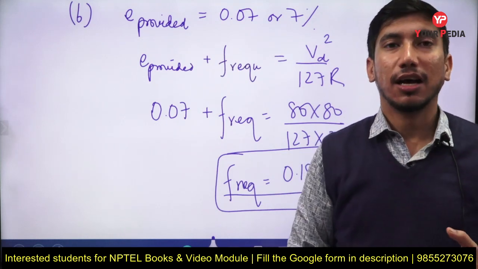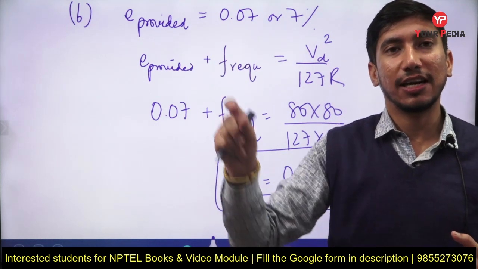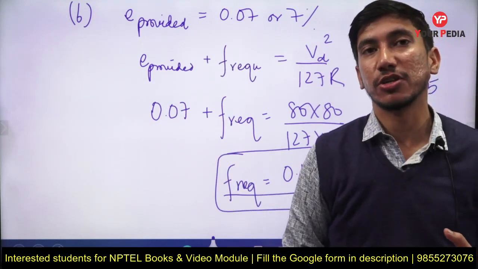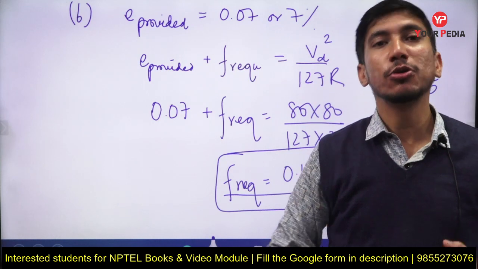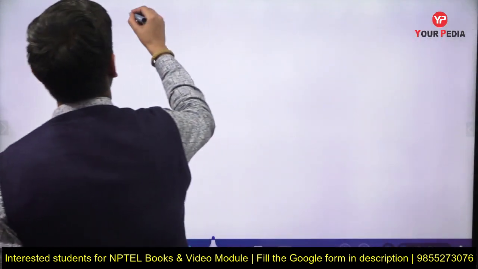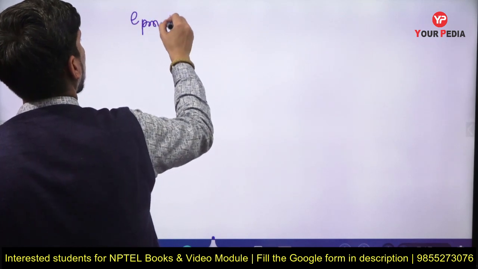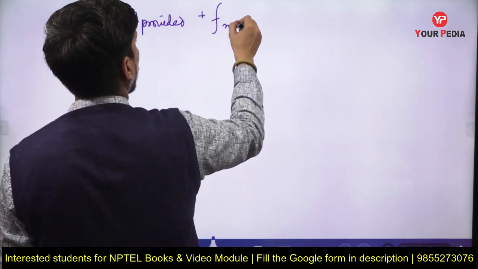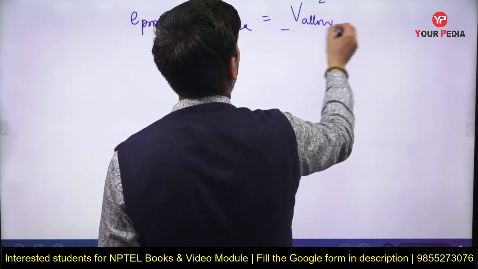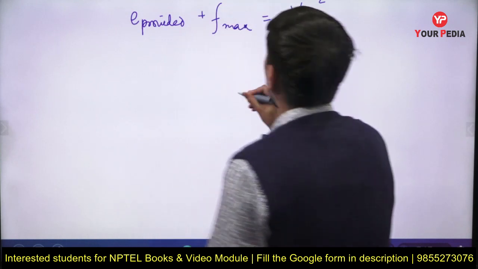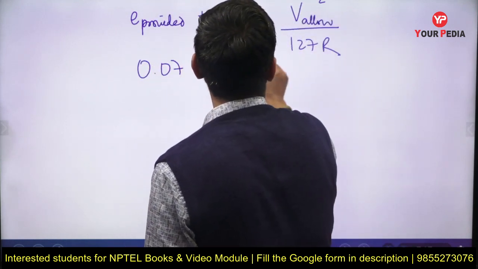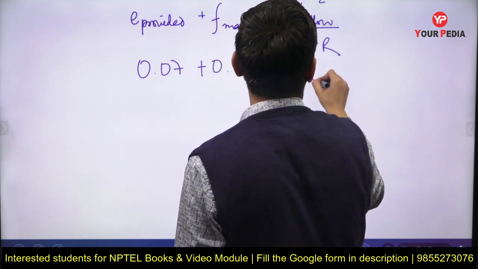We have to decrease the value of right hand side of the equation, because we can't increase the value of the left hand side of the equation now. And what is the way that I have told you? We have to reduce the value of V. So now E provided is also fixed with us, and F maximum is also fixed with me. So now I have to put V as V allowable and use the same equation, and E provided is 0.07, F max is 0.15, and now I can easily find the value of V allowable.